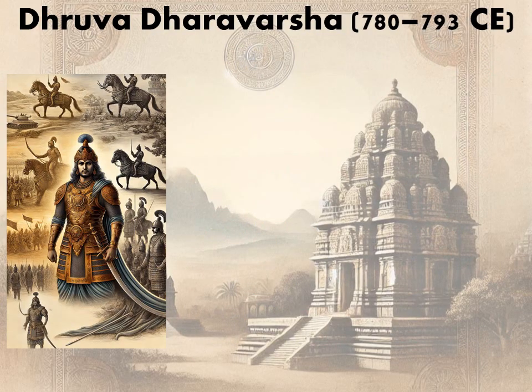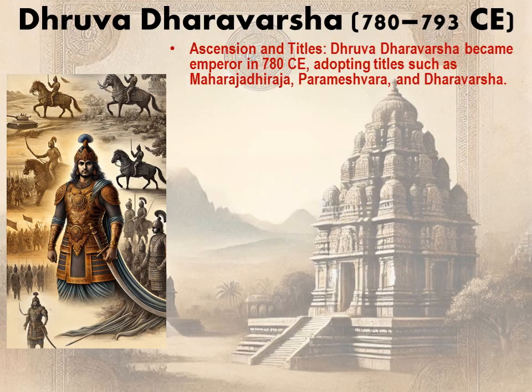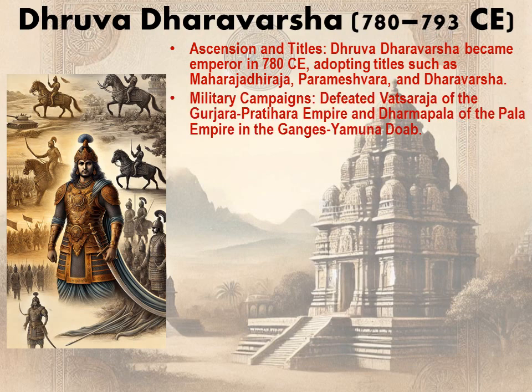Dhruva Dharavarsha, 780 to 793 CE. Ascension and titles. Dhruva Dharavarsha became emperor in 780 CE, adopting titles such as Maharajadhiraja, Parameshwara, and Dharavarsha.